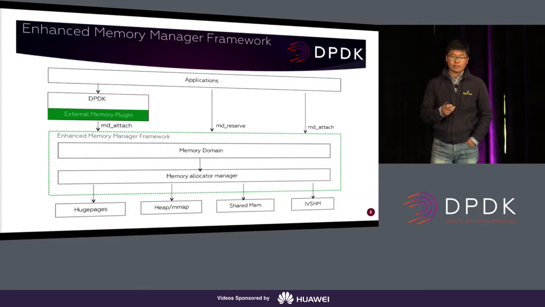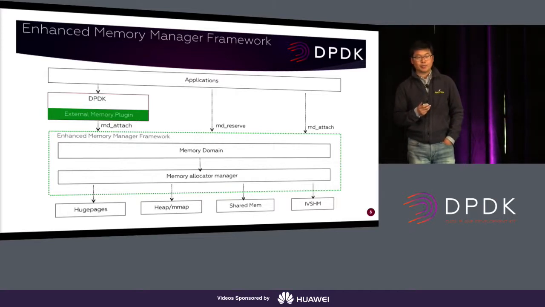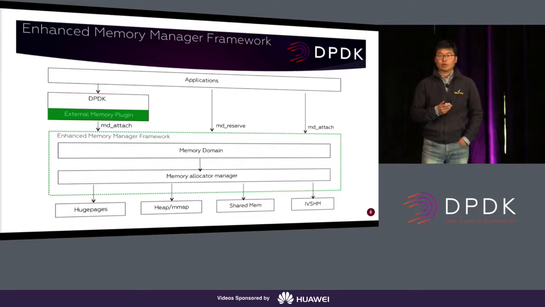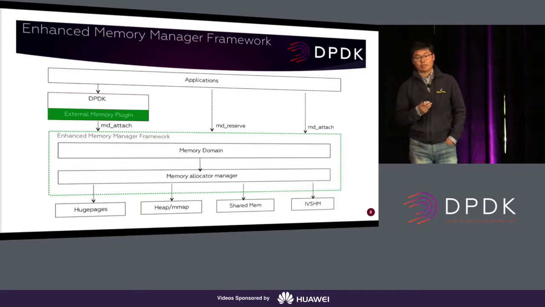So the bottom half is the memory allocator manager. It is a general framework. We can accept different kinds of plugins, such as the standard Linux huge page memory allocator, which will be a plugin we support, just like DPDK. And we can also support the glibc heap allocator, and also the shared memory, the inter-VM shared memory.